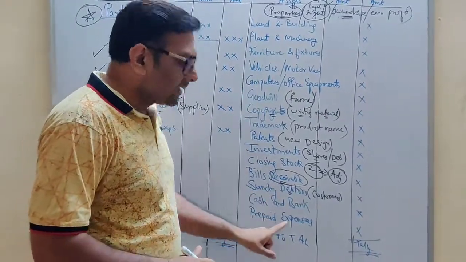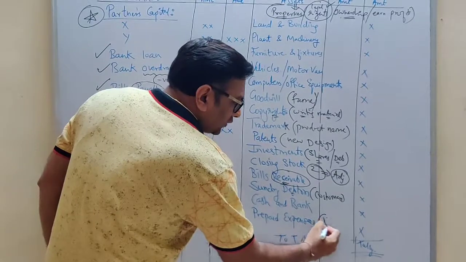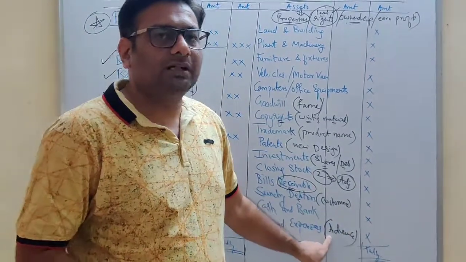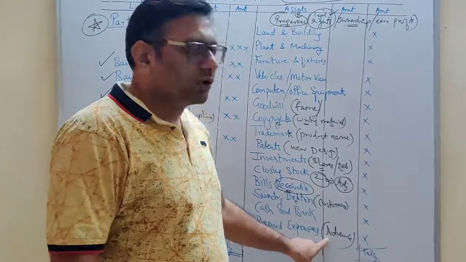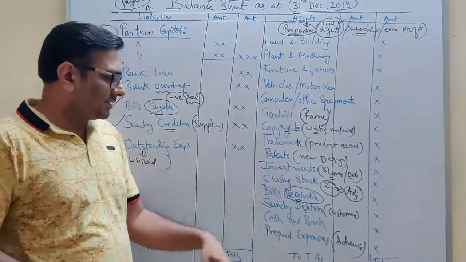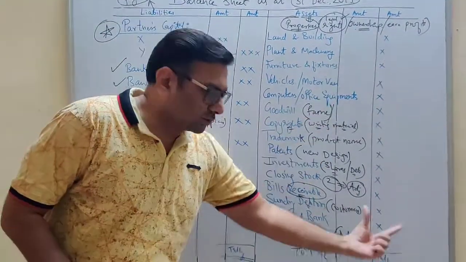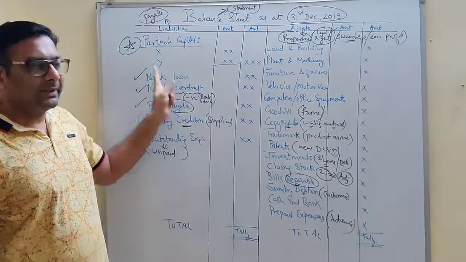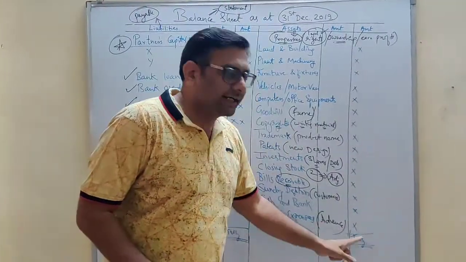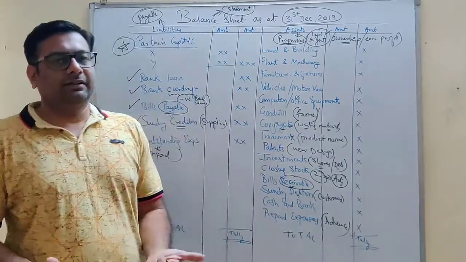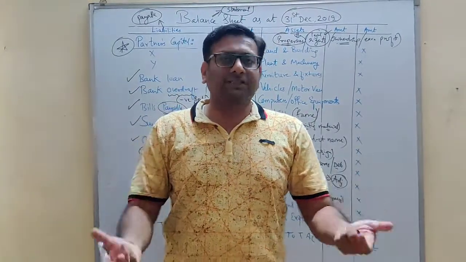So it's an asset. Prepaid expenses means you have paid it in advance. So anything if you pay in advance is your asset. Why? Because you can recover it later. So that becomes your asset. And when you do the totaling of the balance sheet, your total of both the sides, liability side and asset side, it should be same. We call it as tally. It should tally. Your both the side total must be same.